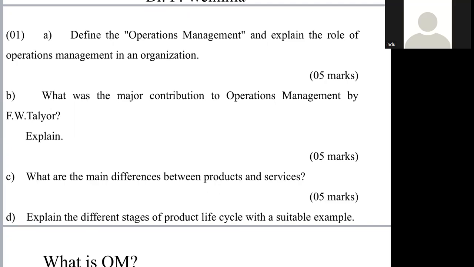So here you can see all the subsections have 5 marks each. That means it's enough to write the important, relevant answers, just like half a page. Anyway, I will discuss the answers for you.